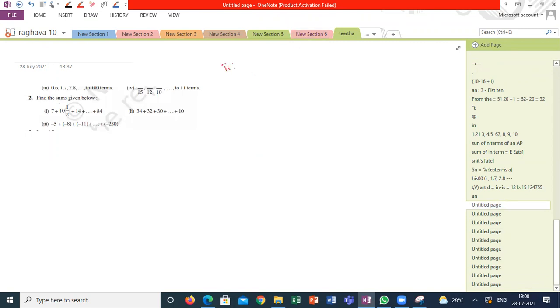What is the second question? A is equal to 34, D is 32 minus 34, that is minus 2, AN is equal to 10. The series is 34, 34 minus 2 is 32, 30 and so on up to 10. What is the total sum? For that I have to calculate the AN value. So AN is equal to A plus N minus 1 into D is equal to 10. My A is 34 plus N minus 1, D is minus 2, is equal to 10.